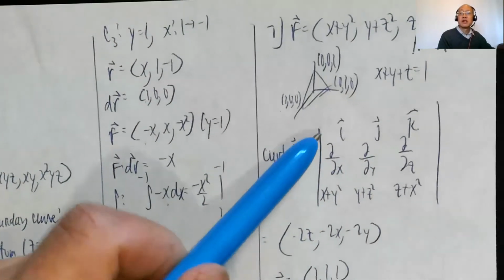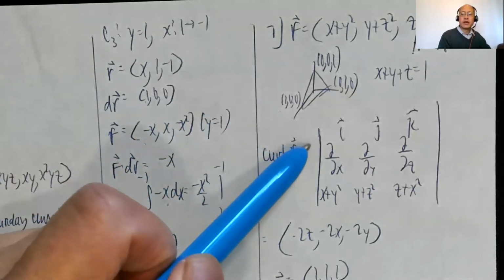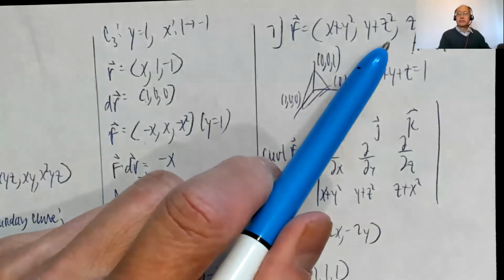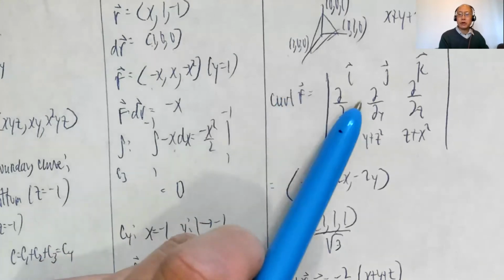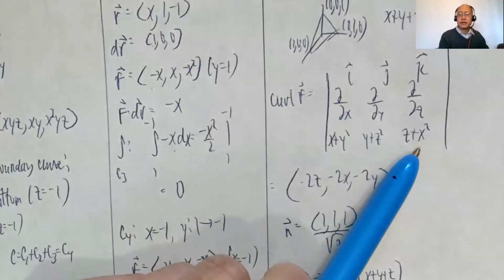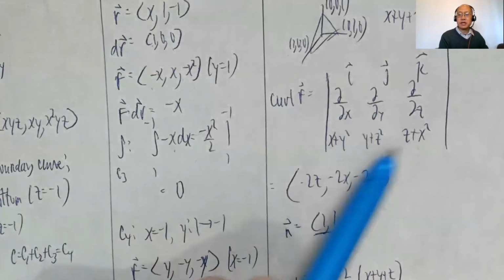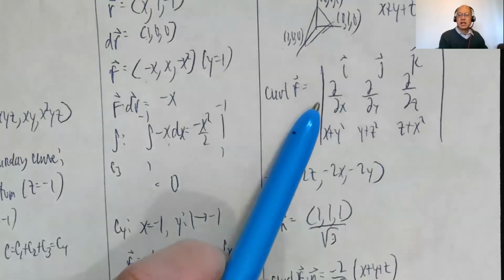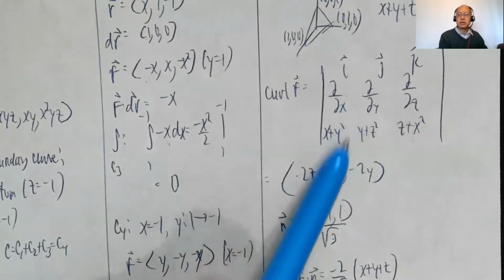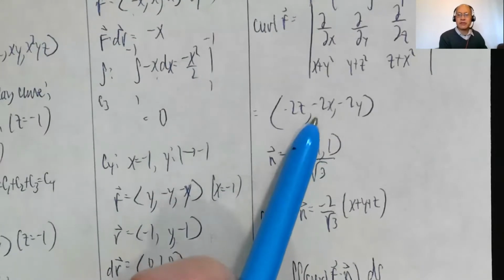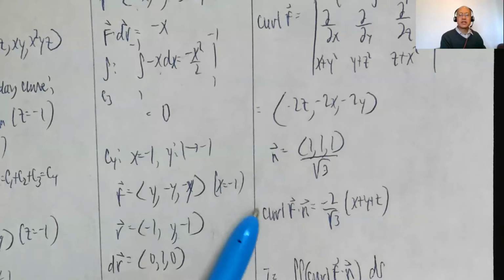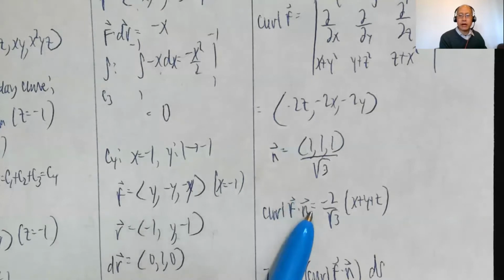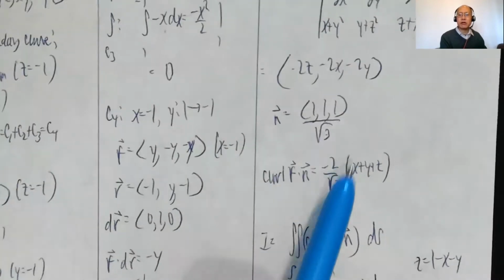All right, so curl F is ijk, partial with respect to x, y, z, x plus y squared, y plus z squared, z plus x squared. So the i component is that minus that, which is nothing minus 2z. Then the opposite of 2x minus nothing. And the k component is nothing minus 2y. So -2z, -2x, -2y. So curl f dot n, factor out the negative 2 over radical 3. You get z plus x plus y, or x plus y plus z.